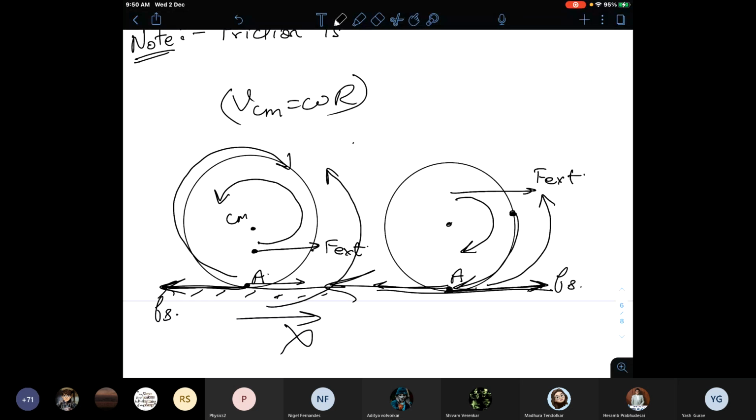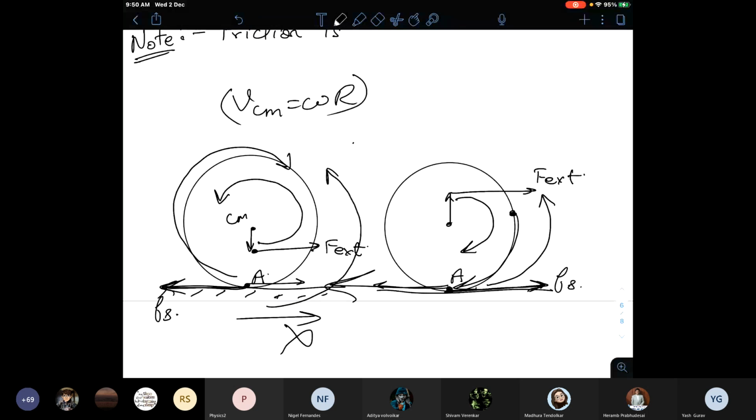Now is it somewhat clear? Yes, sir. And I have just given a very rough idea. This is a very rough idea that when the force is below the center of mass, friction is in the backward direction. When it is above the center of mass, it is in the forward direction. Actually, in reality it is not true.